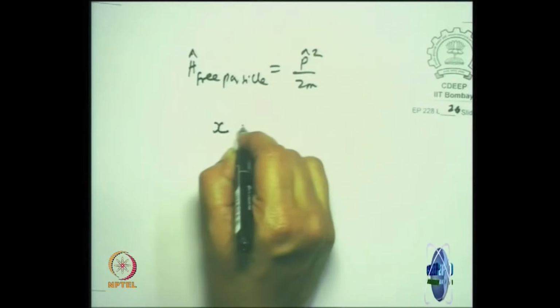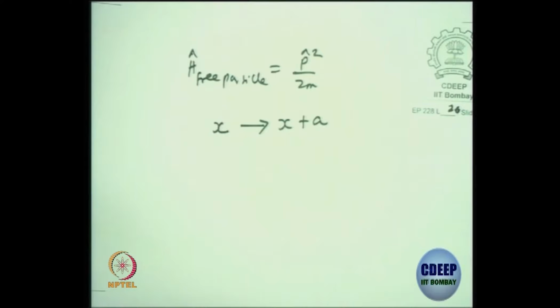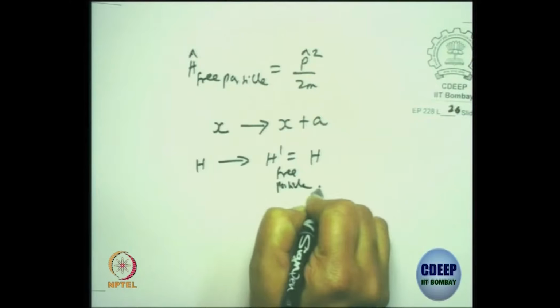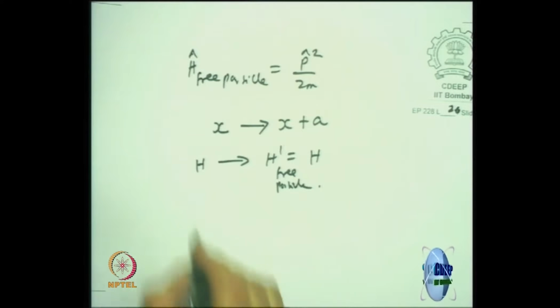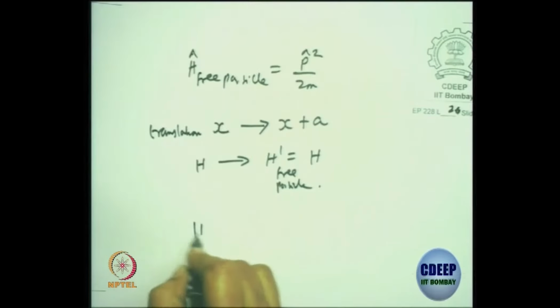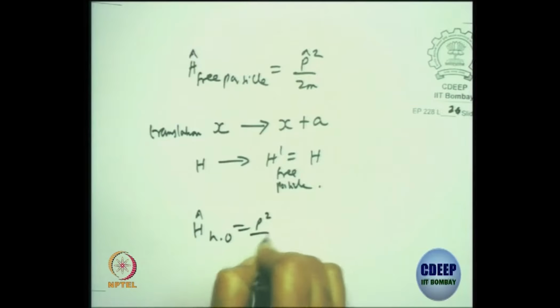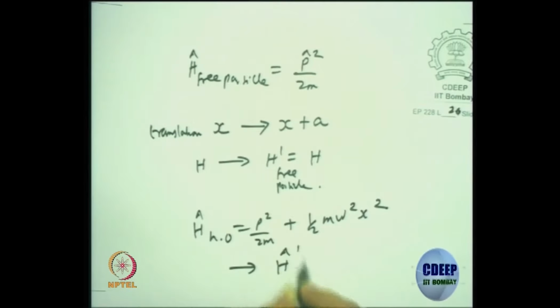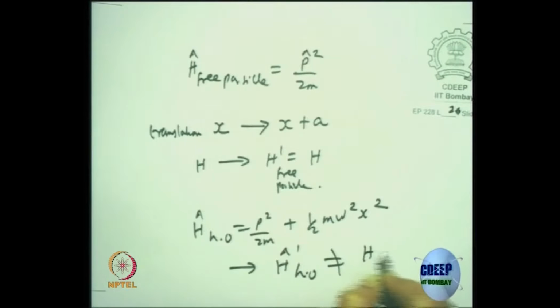Correct? So if you take the known data, the free particle is p squared over 2m. In quantum mechanics, classical mechanics, if you do this transformation in one dimension, x going to x plus a, H goes to H prime, which is H for the free particle. You all agree? Translation. If you take the harmonic oscillator, which is p squared over 2m plus half m omega squared x squared, that goes to H prime for the harmonic oscillator, which is not equal to H.